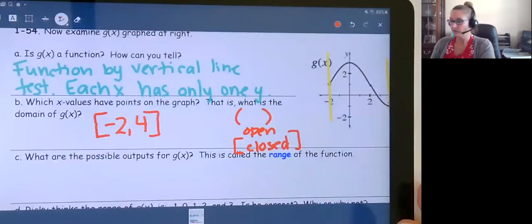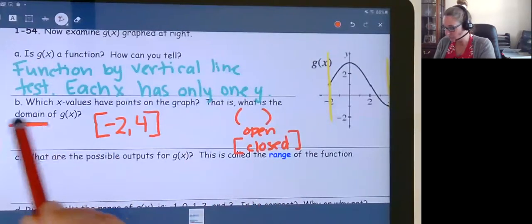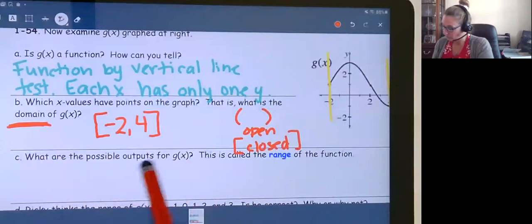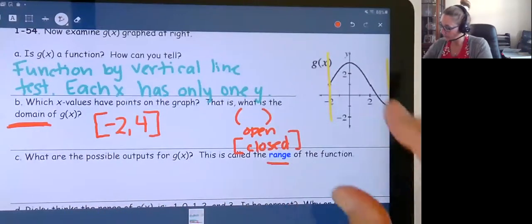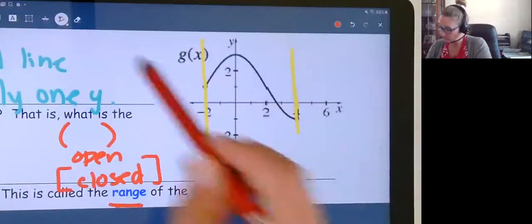And the last one, actually there's 2 more here. What are the outputs for g of x, the y's? That is called the range. So again, x's are your domain, y's or your output is your range. Now let me take those yellow lines off. Let me just get my eraser.